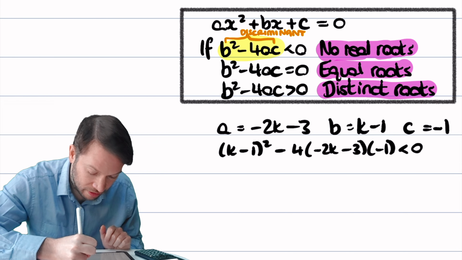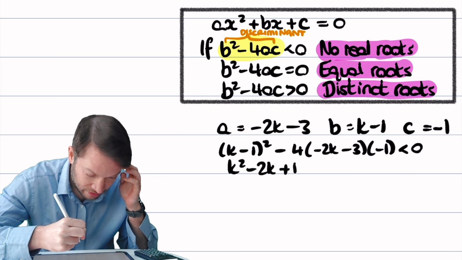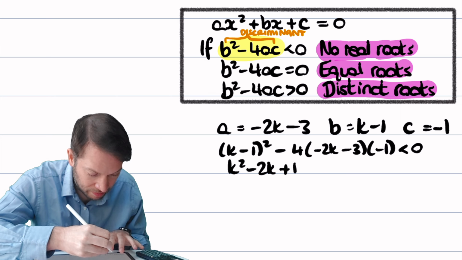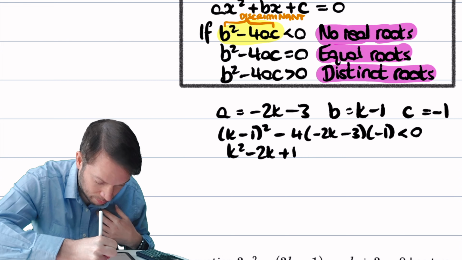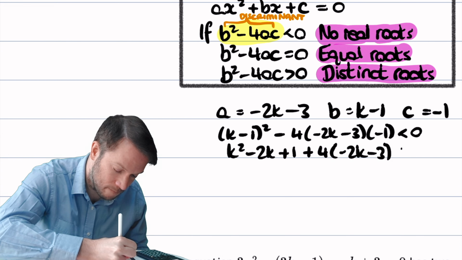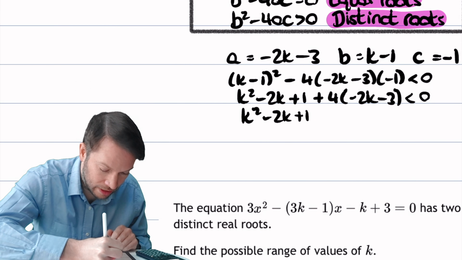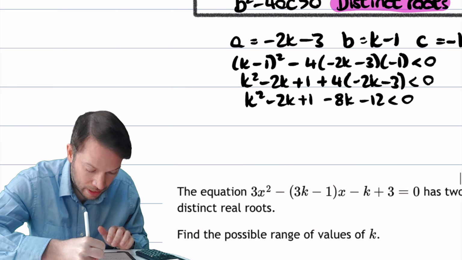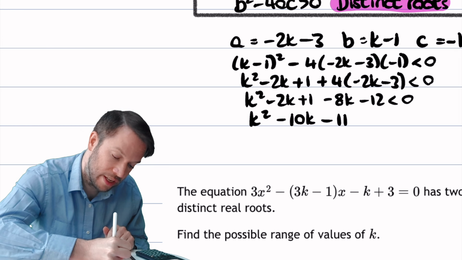So the k minus 1 squared is k squared minus 2k plus 1, and then just simplify the rest of it. We've got negatives all over the place here. Let's just simplify it bit by bit. We've got the minus 4 times minus 1, it's going to be just plus 4 times minus 2k minus 3. And then we've got k squared minus 2k plus 1, and it's going to be minus 8k minus 12 is less than 0. And then we've got k squared minus 10k minus 11 is less than 0.